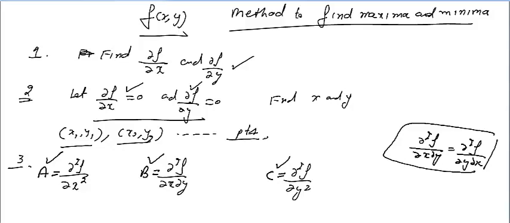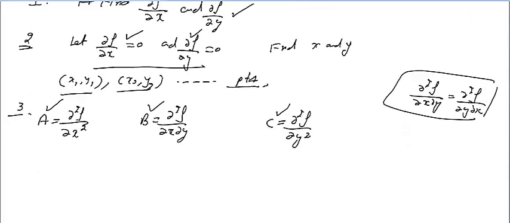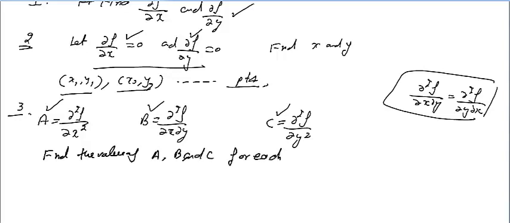Now, in this step, you will find the value of A, B and C for each point. This is important. When you get A, it will be in terms of x and y. B may also be in terms of x and y. C may also be in terms of x and y. So you will get A, B, C by substituting these points separately.